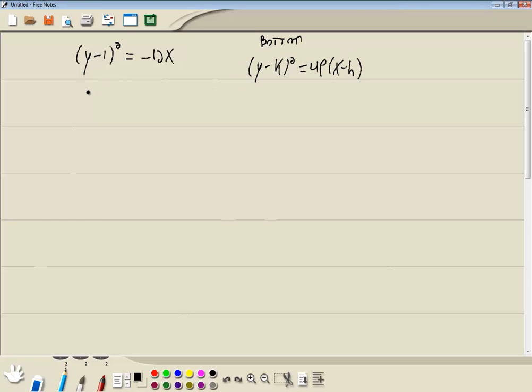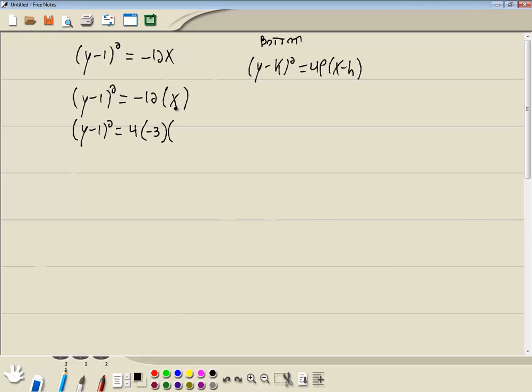Now this is fine over on the left side. We've got y minus or y plus a number, squared. But over on the right side, we need parentheses before the x. And we can always factor out whatever number's in front of our x. So I'll factor out a negative 12. Now, we need to rewrite that negative 12 as 4 times something, and that's pretty easy: 4 times negative 3.